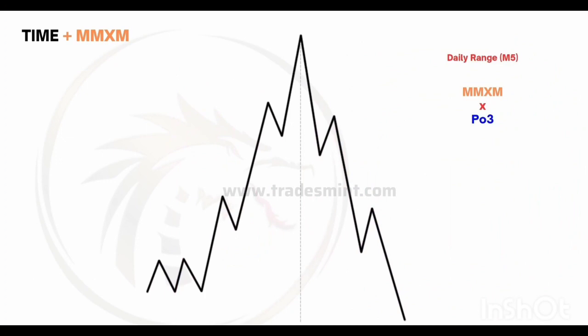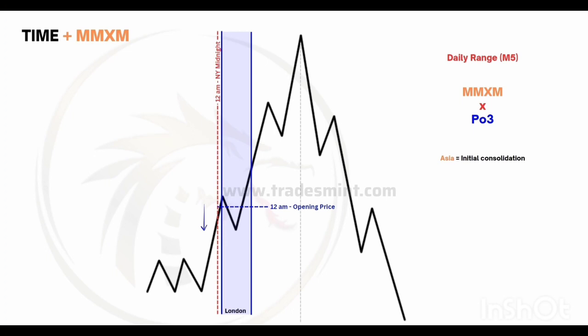We can also take the daily range and combine market maker models with the power of 3, for example. Now, again, there are many different daily profiles. As an example here, we're going to use the consolidation in Asia as our initial consolidation. We have an expansion leg outside of the Asian consolidation up into 12 a.m. midnight New York time. Price will drop below the 12 a.m. opening price inside of London, where the Judas swing will form. This is where we expect the first stage of accumulation to form.